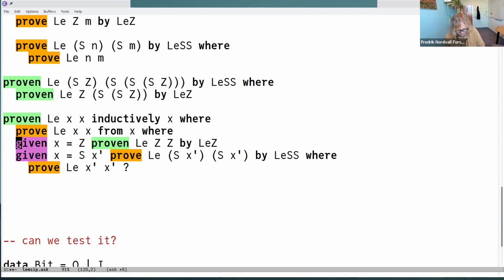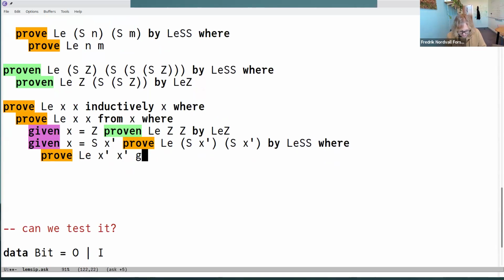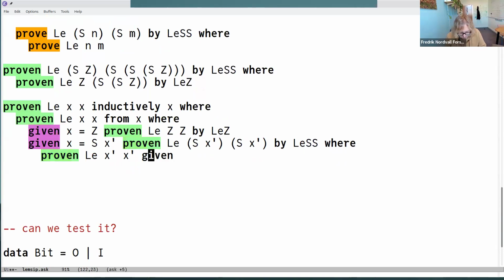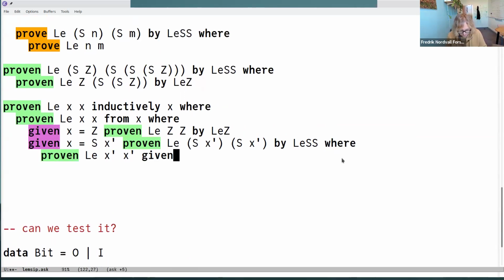So if I do that, can I do it like this? Yes. Yeah. But Ask is actually clever enough to see that this is given already, so I don't need that, right? But maybe it's good documentation. Okay, so that's how it works.